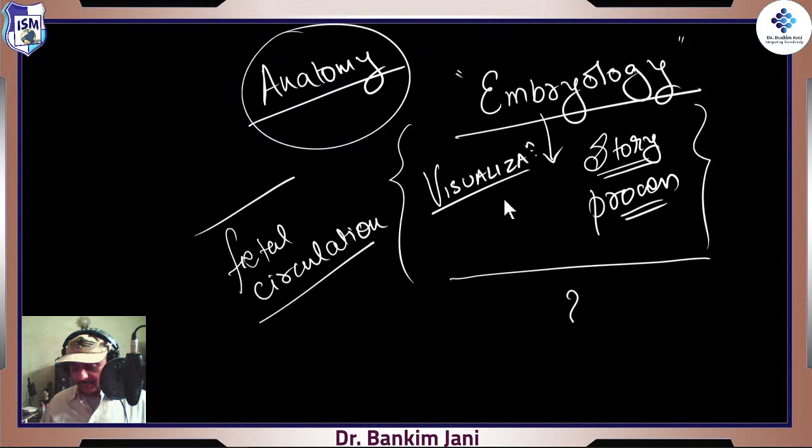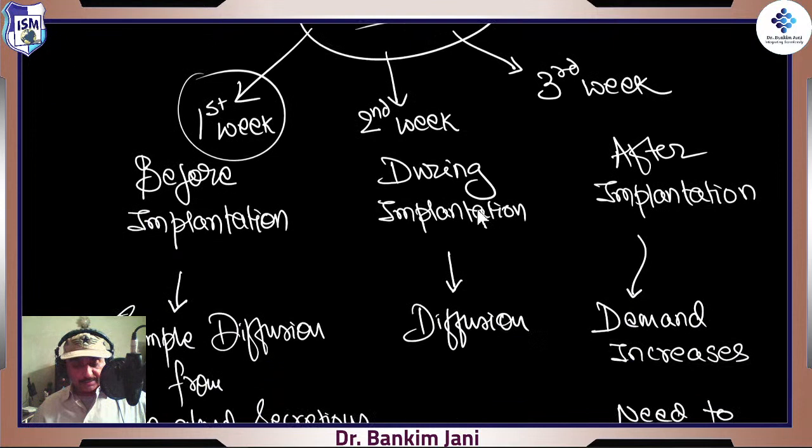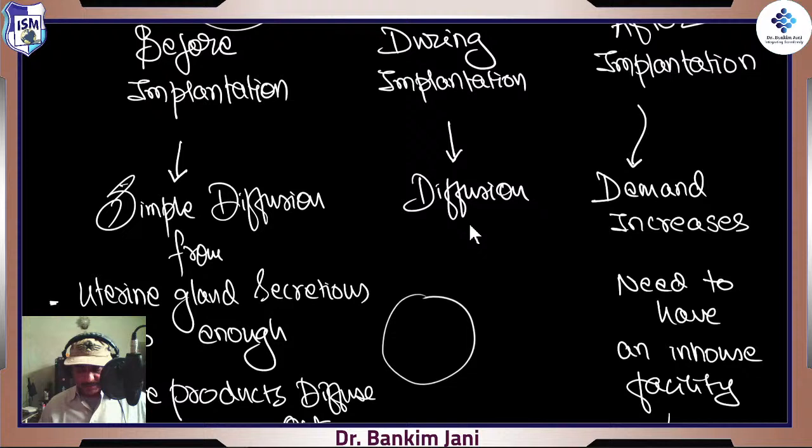So first thing first, why do we really need a heart? Apart from other emotional reasons, the medical reason is that nutrition is so important. In the first week, just before implantation, there is simple diffusion, right? It means that there is one environment, and here is the tissue. All it takes is a single cell layer membrane, and all the nutrients enter into this particular cell. This simple diffusion from uterine gland secretion is enough, because we are dealing with week one.